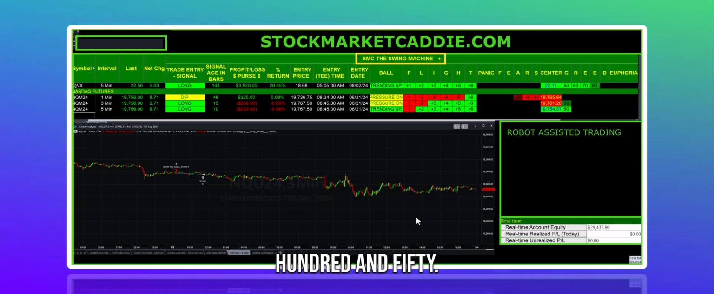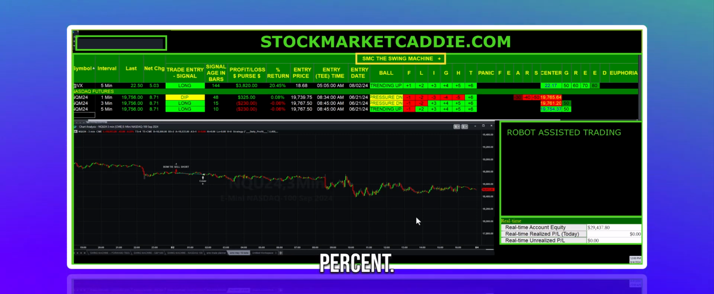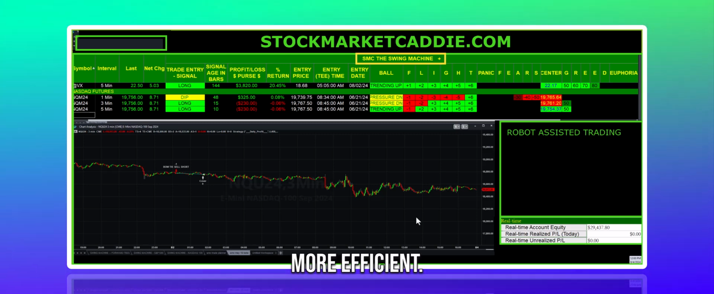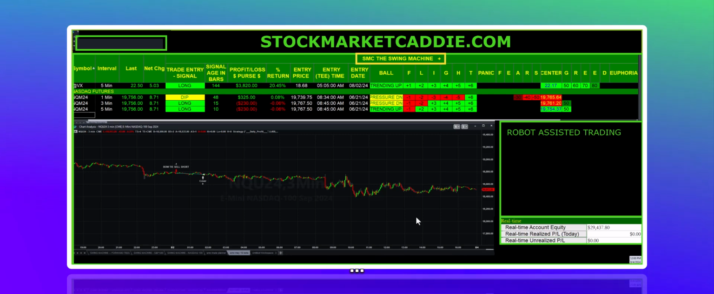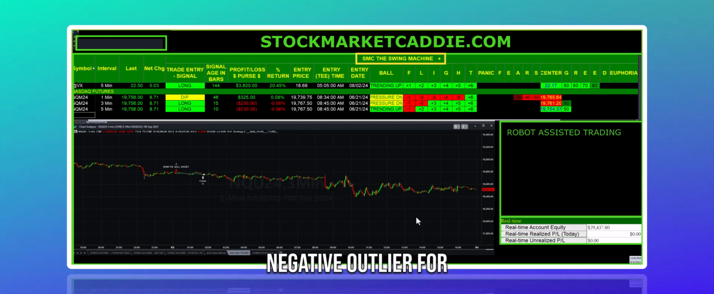But if you trade the NASDAQ futures contract intraday, how much capital do you actually use? 1,950. And if you make $250, what is the percent return on that? 10 to 15%. So it's much more efficient. Now, if you're trading futures after hours on a NASDAQ, you'll need to use 19,500. But because we're machined, the likelihood of a negative outlier for us is 0. We're just not going to have it.